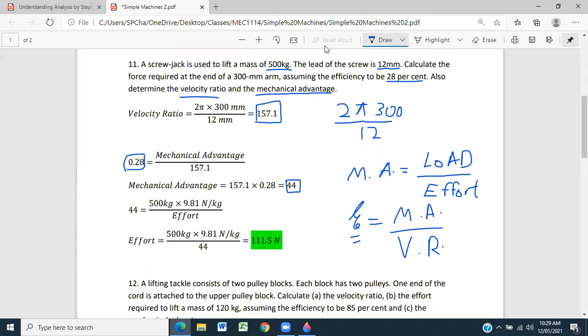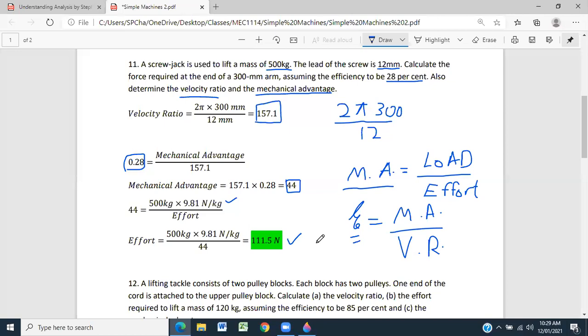We're also asked to calculate the force required. We know the mechanical advantage is the ratio of these forces, and we were given the load. So we use this second formula to say that the mechanical advantage, 44, is equal to the load divided by the effort. The load here is 500 kgs times 9.81, divided by the effort. We solve this formula, effort is equal to 500 kgs times 9.81 divided by 44, and we get 111.5 newtons. So does this answer your question?